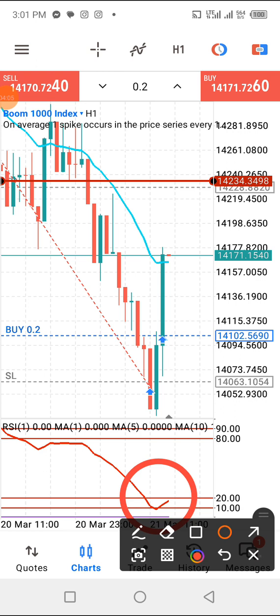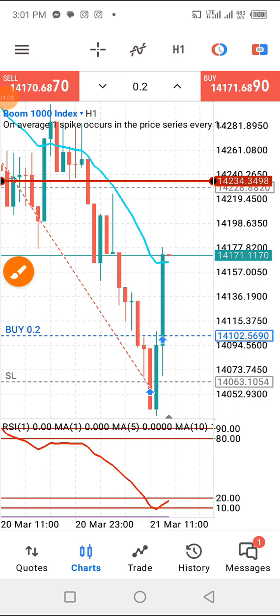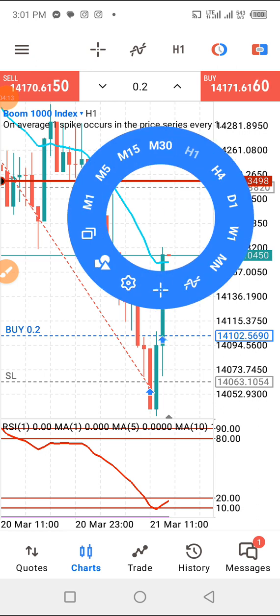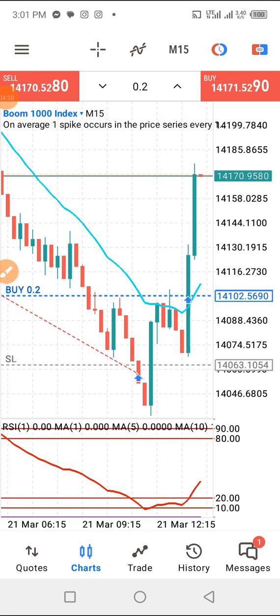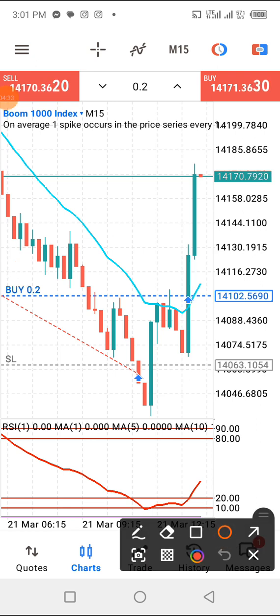So immediately they touch level 10, then we go to the 15-minute time frame. So what we want to see in the 15-minute time frame is this. Already we have been hinted in 1 hour that the moving averages are touching level 10 and level 20. So when you come to your 15 minutes, you are okay.